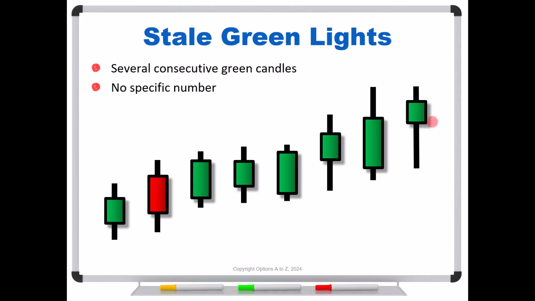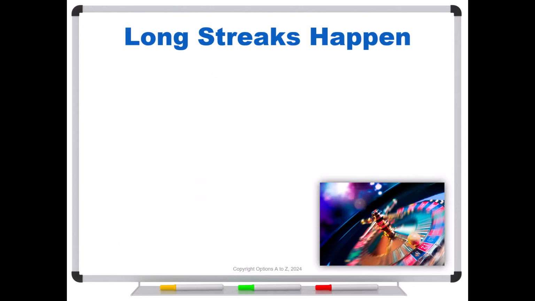However, remember we've talked about this with streaks recently. Just because you may see 6 green candles in a row doesn't mean you should go out and start selling, for example, naked calls with 3 days to expiration, expecting that it's got to turn. That is simply not true. And the reason is long streaks happen. I talked about this in a recent video.